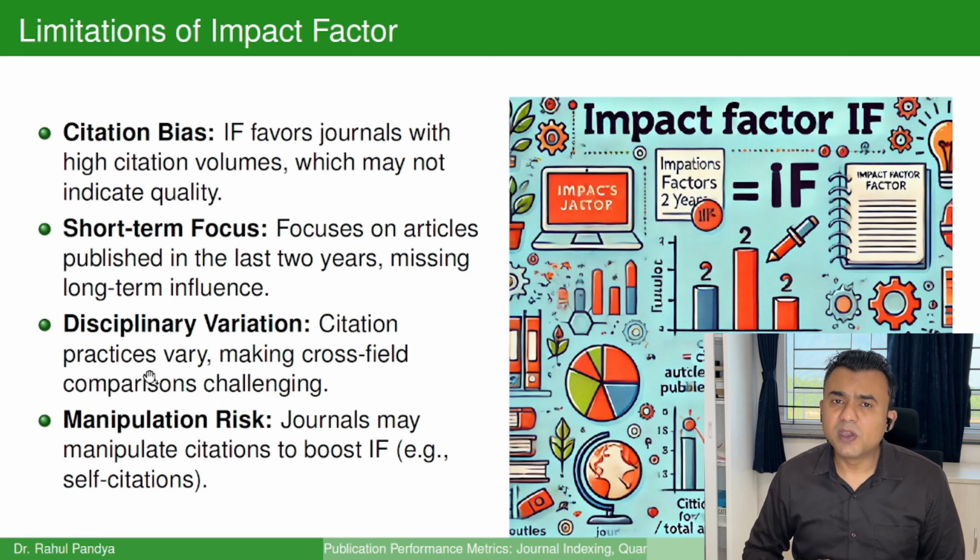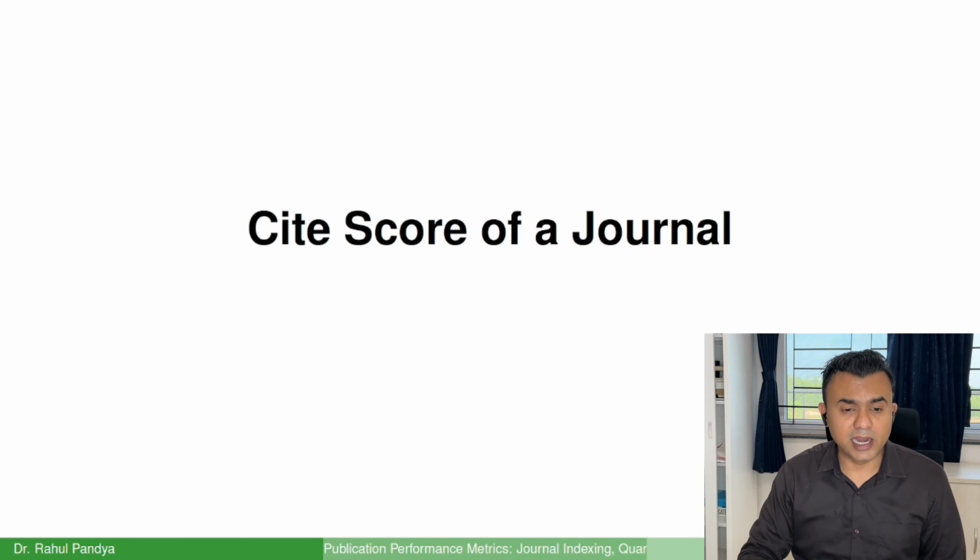Citation practice may vary across different disciplines, right? And there could be a manipulation risk also. We have just discussed that. A journal may manipulate the citation counts to boost the impact factor by recommending their own articles to cite.